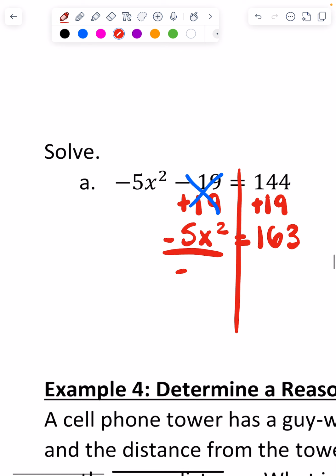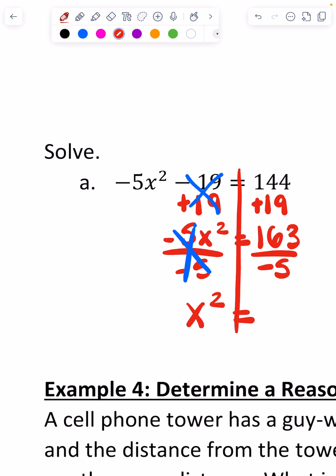That negative 5 is squished up against the x squared, which means they're being multiplied. To get rid of it, we do the opposite. So we divide it out. We're left with x squared on the left. 163 divided by 5. Ooh, we are getting a decimal right here. Let me just double check I did my math right. 144 plus 19. Yep, 163 divided by 5.